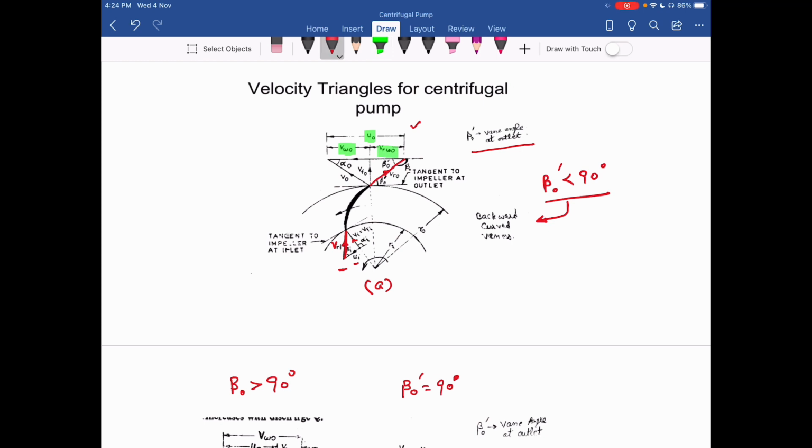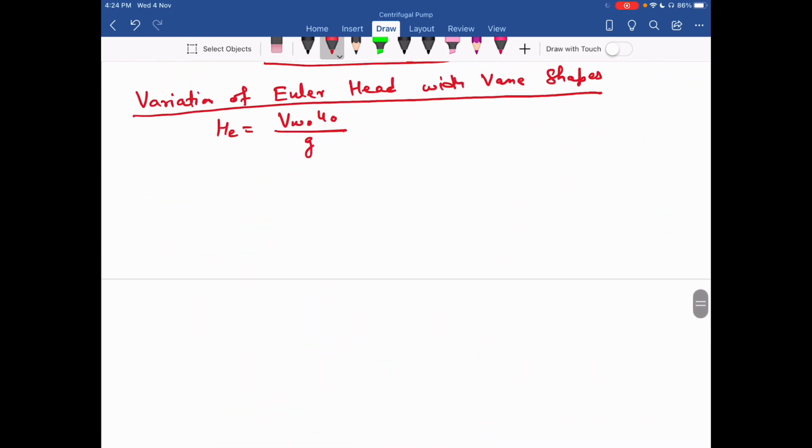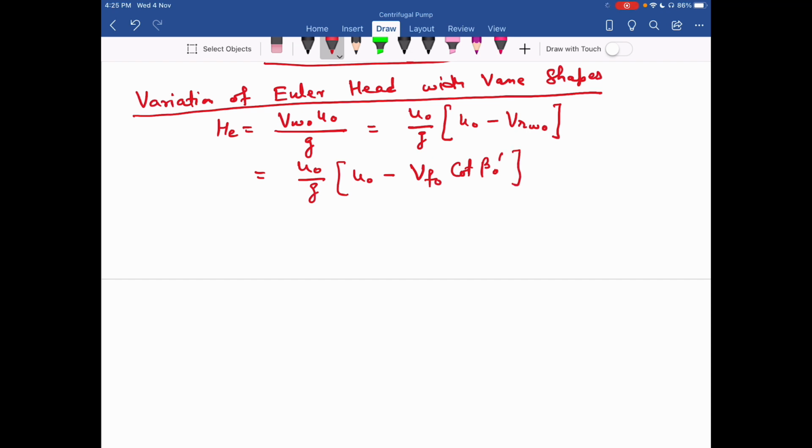Now I write this is equal to U_o upon g. My V_wo is U_o minus V_rwo. Further, I can write V_rwo equal to, so U_o upon g, U_o minus, so this is V_fo cot of beta_o dash.